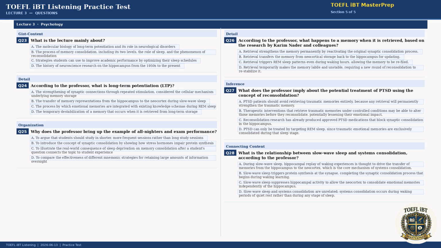This has fascinating implications for treating conditions like PTSD, because it suggests that under the right conditions, retrieved traumatic memories can be modified before they reconsolidate, potentially reducing their emotional power.